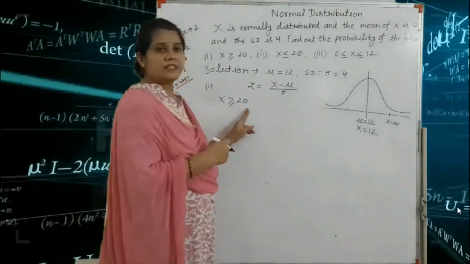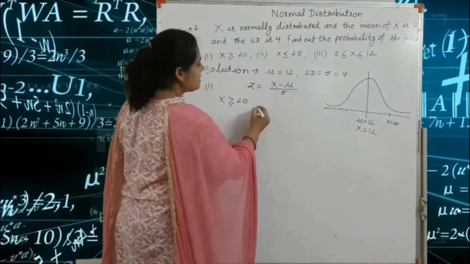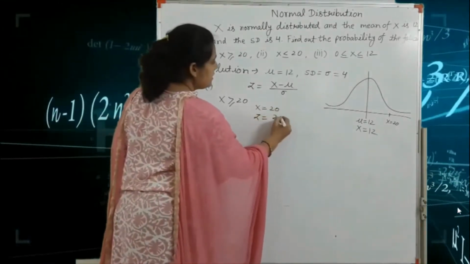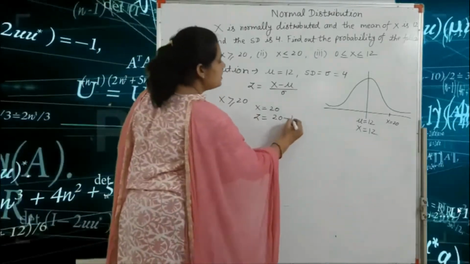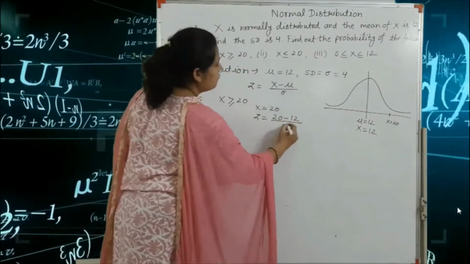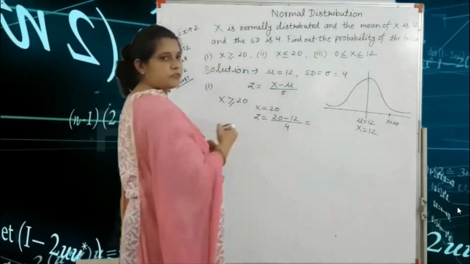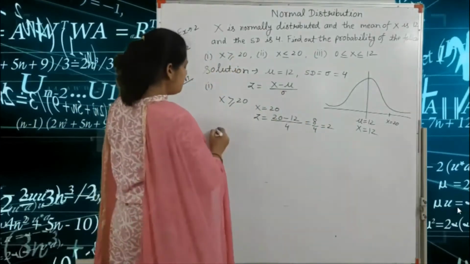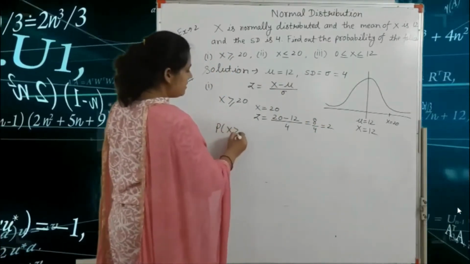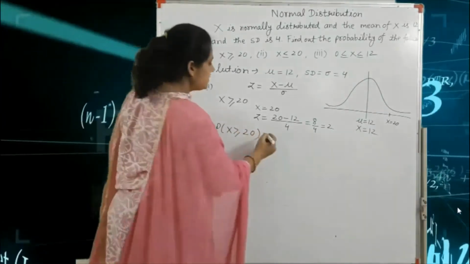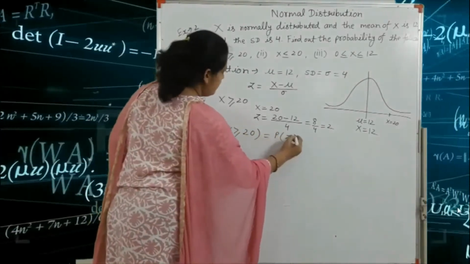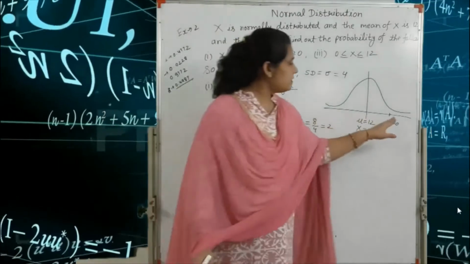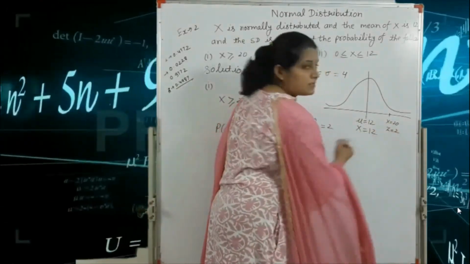Okay, so first we convert into the z form. So if x is equal to 20, then z is equal to 20 minus mu, mu is equal to 12, divided by 4. That means we write here 20 minus 12, that means 8 by 4 is equal to 2. That means if we find the probability of x greater than or equal to 20, that means probability of z greater than or equal to 2. Got it? So here we find z is equal to 2. This is the value of z is equal to 2.